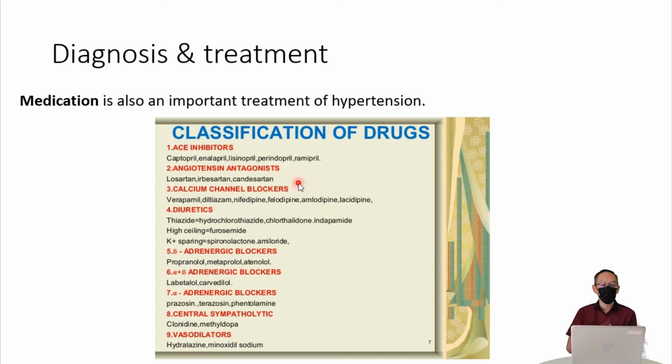You may be familiar with certain names like captopril, enalapril, lisinopril, perindopril, and ramipril. Angiotensin antagonists, a newer category compared to ACE inhibitors, are the ARBs: losartan, irbesartan, candesartan. For example, Cozaar, Aprovel, Atacand. Calcium channel blockers are commonly used now, like felodipine and amlodipine. These are, for example, Plendil, Norvasc.